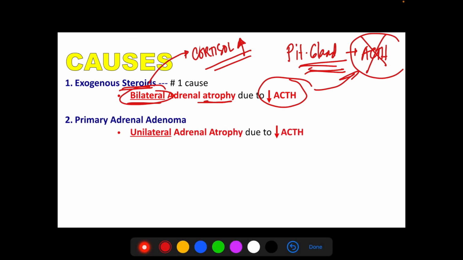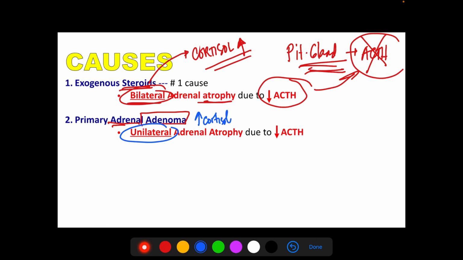How about this one? Primary adrenal adenoma. Take note, there is adenoma in the adrenal gland. So, in this one, only one of the adrenal glands has adenoma. That's why it's unilateral. This adenoma will secrete a lot of cortisol, so just like in number 1, the cortisol is still increased.